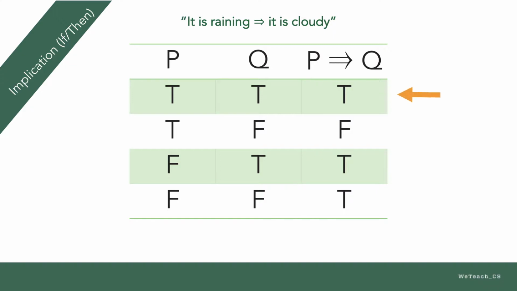Row 1. If it's raining, then it's cloudy. This is true. If it's raining and it's not cloudy, then it's false in row 2. Row 3. If it's not raining and it's cloudy, this is true. And row 4. If it's not raining and it's not cloudy, this is true.